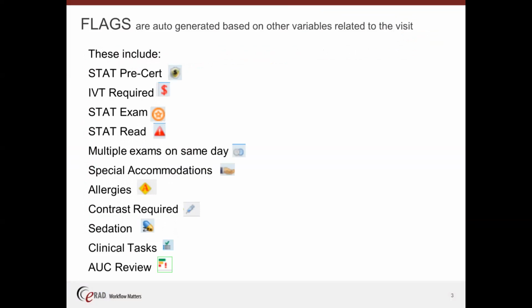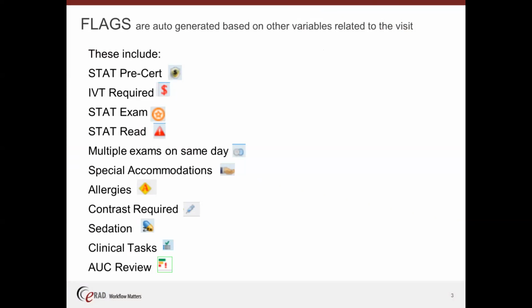The flags themselves are auto-generated based on other variables related to the visit. These include stat pre-cert, IV2 required, stat exam, stat read, multiple exams on the same day, special accommodations, allergies, contrast required, sedation, clinical tasks, and AUC review. And I'm sure in future development, we'll probably see more of these in the coming years. So we're going to talk about these a little bit. We don't have an option to change the icon. They're inherent to the system based on other factors.